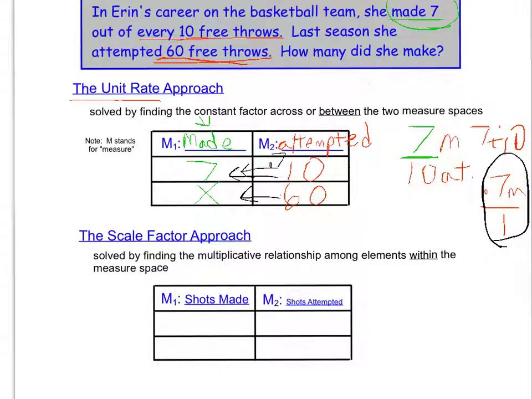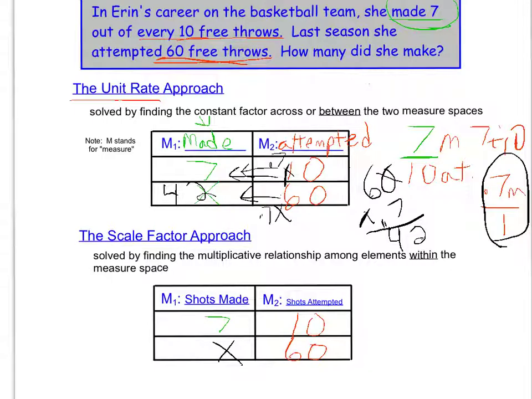I'm going to take the 60 and multiply it by 0.7. And when I do 60 multiplied by 0.7, the decimal in this 0 will cancel. I end up with 42. So the answer I get is 42. So if she follows this same pattern, she should make 42 out of 60.